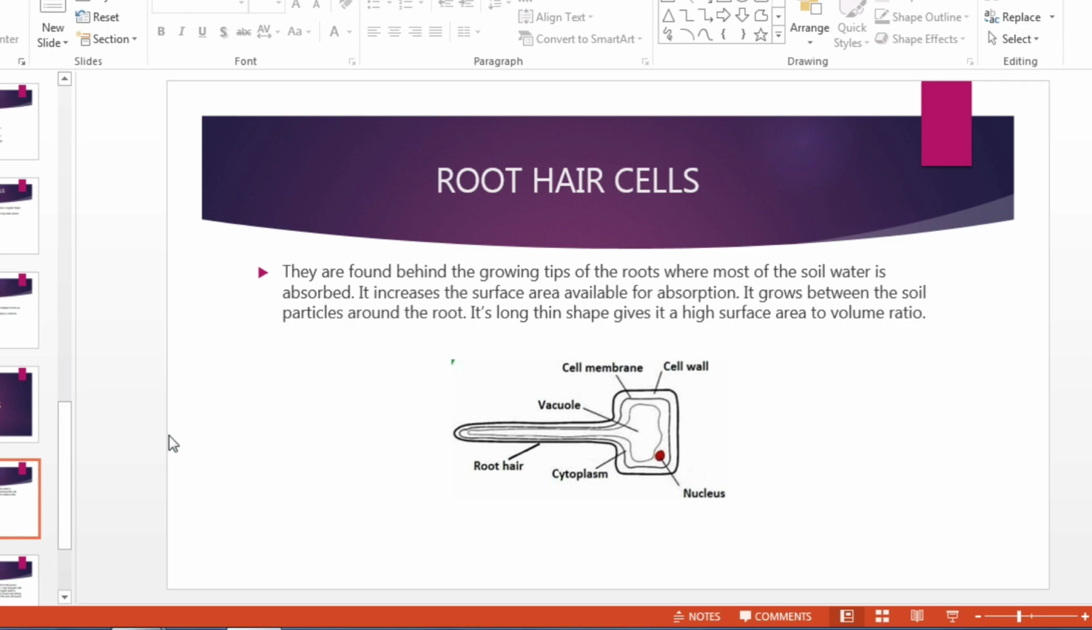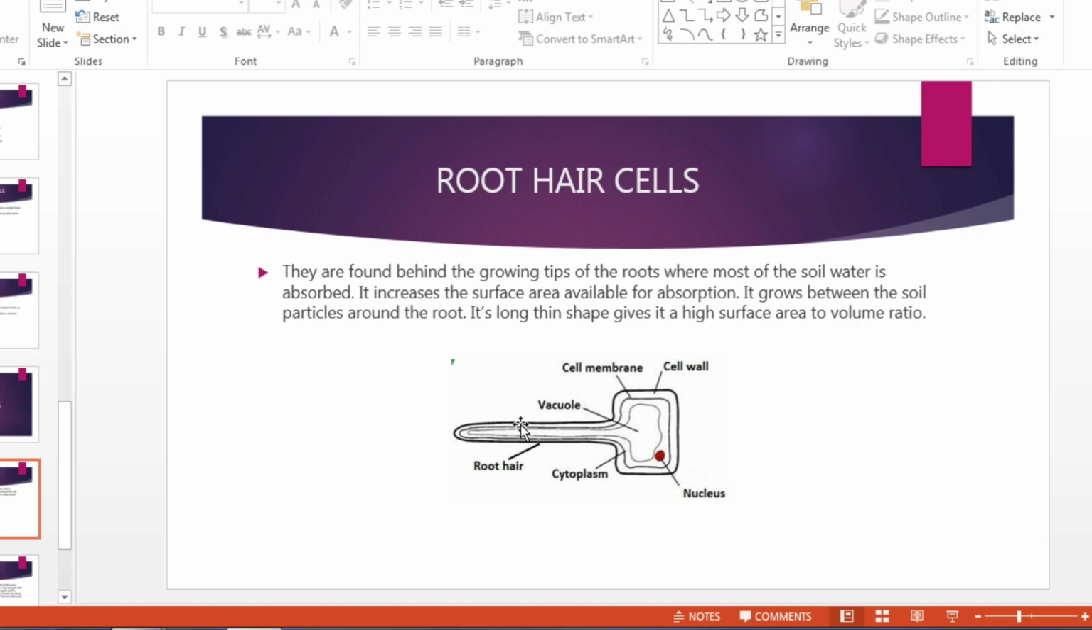Its long, thin shape gives it a high surface area to volume ratio. As you can see over here, the shape of the root hair cell is very thin and long, due to which it attains a higher surface area to volume ratio. It has a long and thin shape, due to which it has a large surface area. As the volume is reduced, there is less space of water to be absorbed.